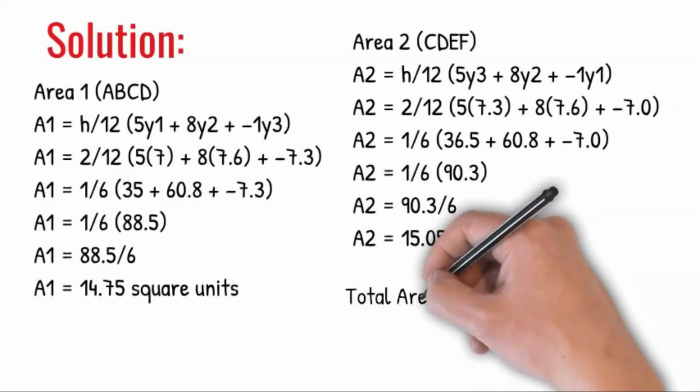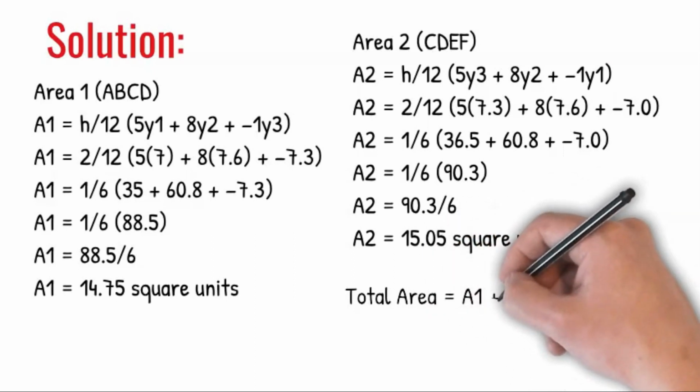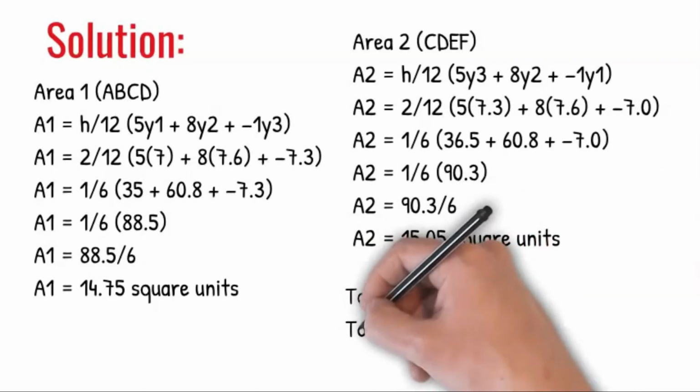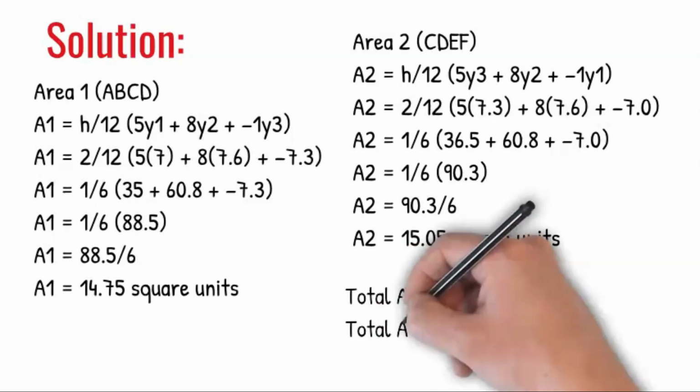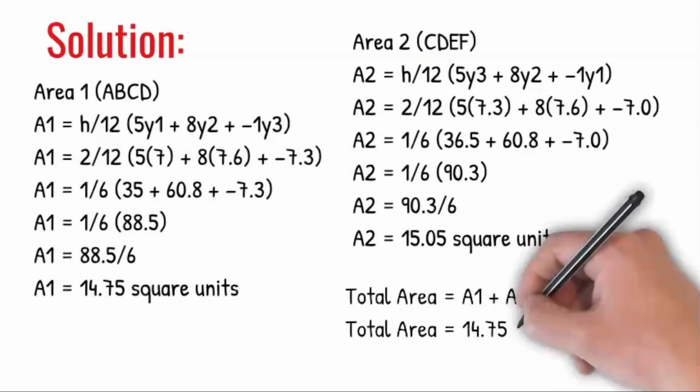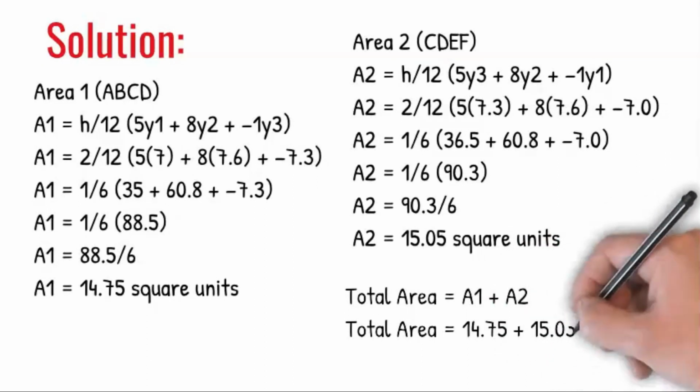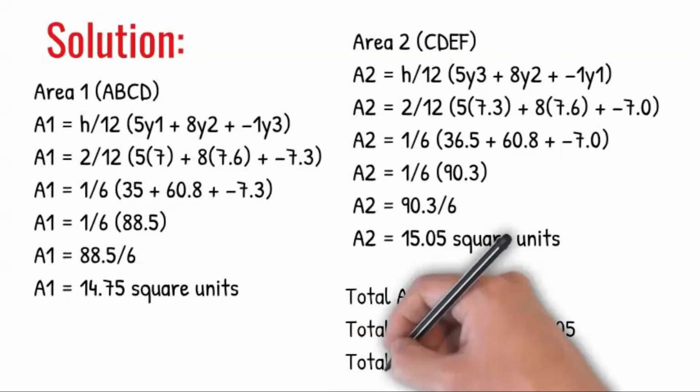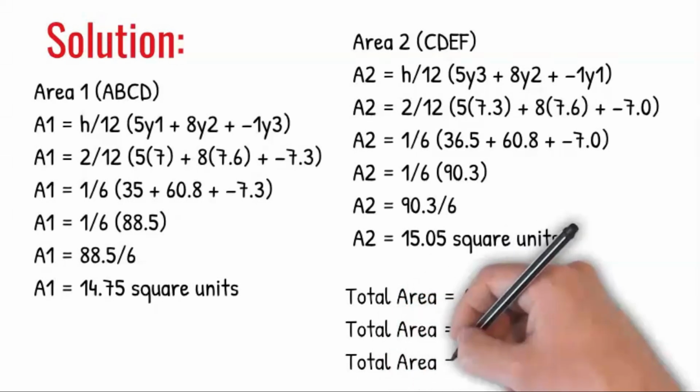The total area equals Area 1 plus Area 2. Total area equals 14.75 plus 15.05. The total area will be 29.80 square units.